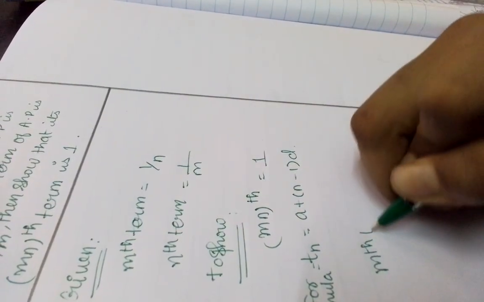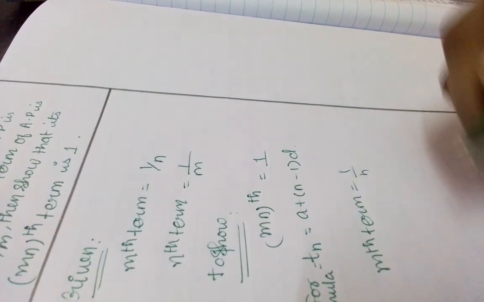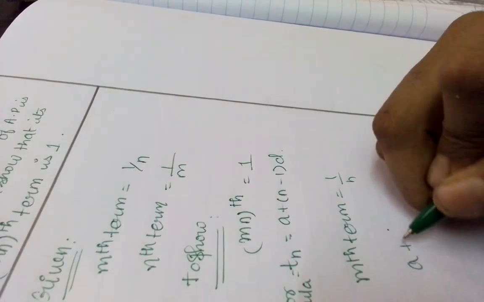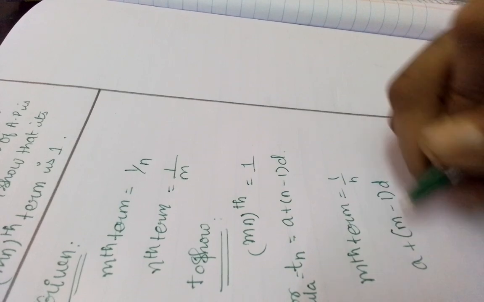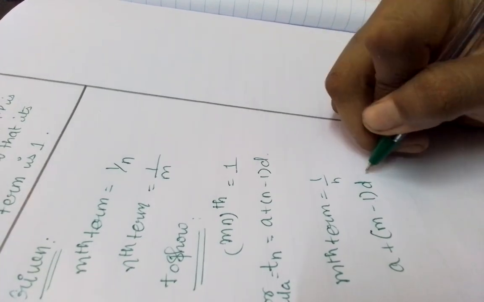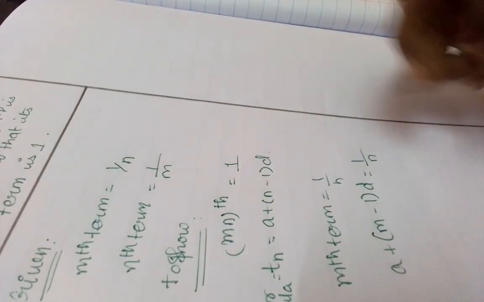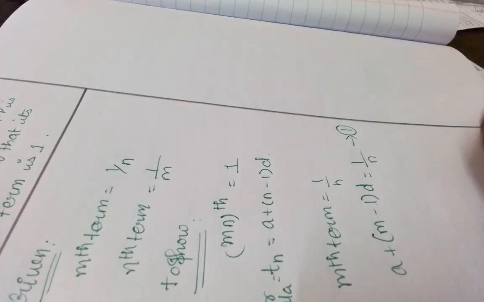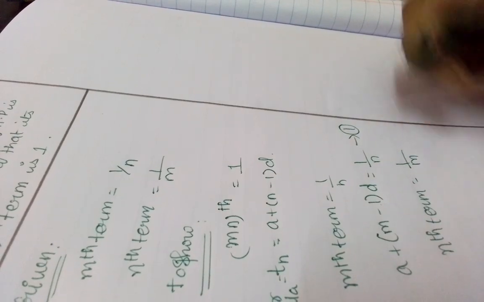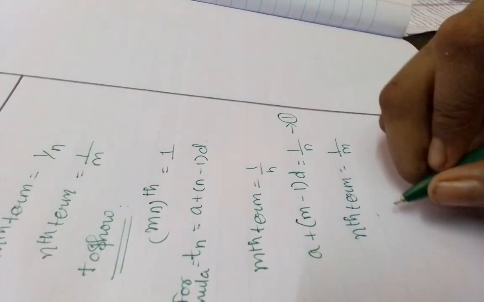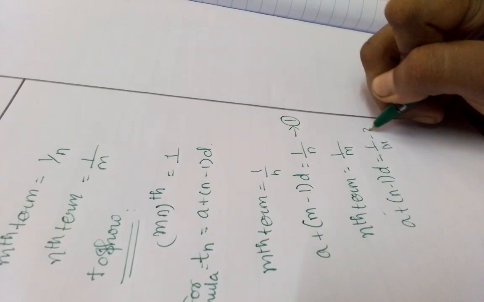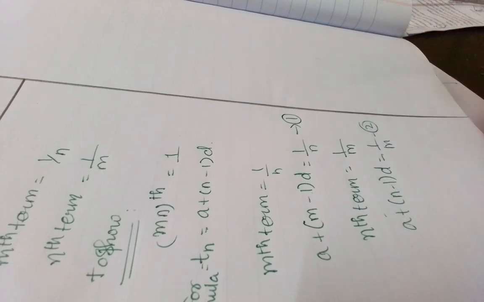See, the mth term is equal to 1 by n, like they have said. So a plus, instead of n minus 1 into d, I have to write m minus 1 into d. Since the nth term means n minus 1, the mth term means m minus 1, which is equal to 1 by n. Okay, so consider this as the first equation. So next they have given that the nth term is equal to 1 by m, correct children? So the nth term means a plus n minus 1 into d, which is equal to 1 by m, like that I can write, children. So consider this as the second equation.